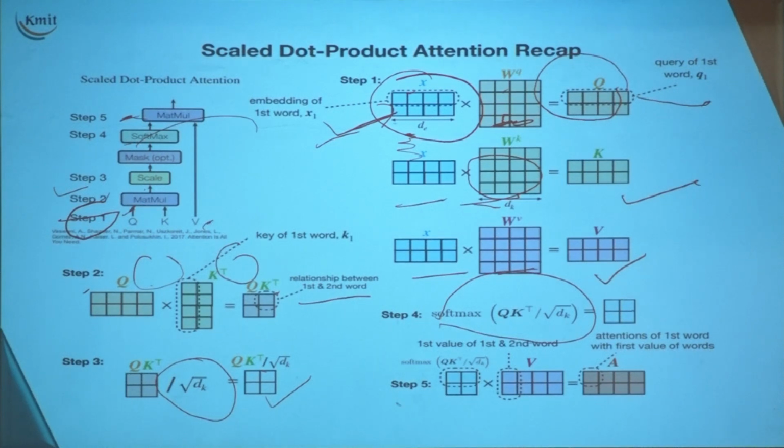Can you look at this step 5? What am I doing in step 5? Softmax of Q K transpose divided by square root of dk into V, which is A. What is that A? The attention output of one block. Read this: attention of the first word with the first value of words. I got only one word represented now.